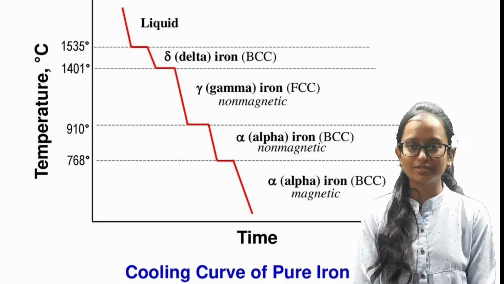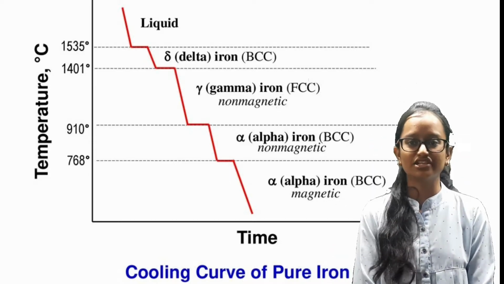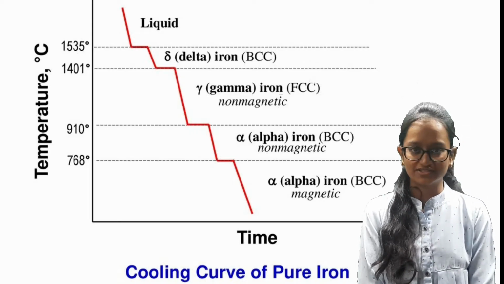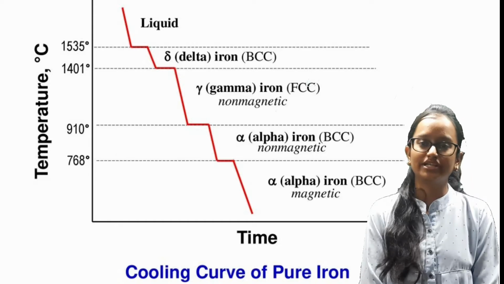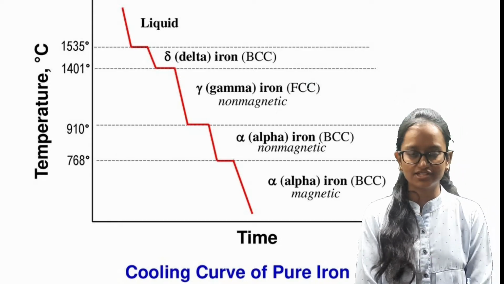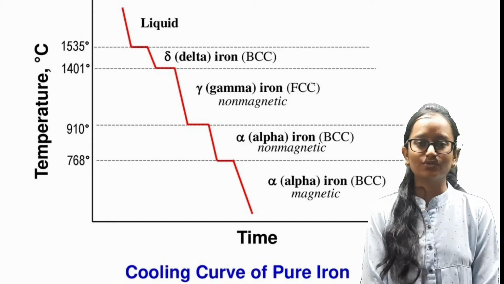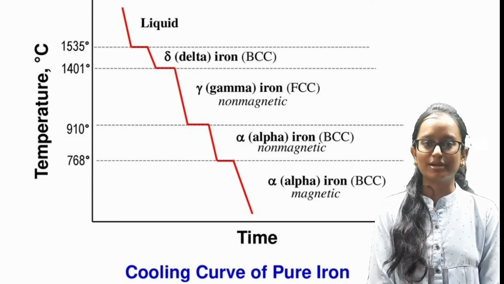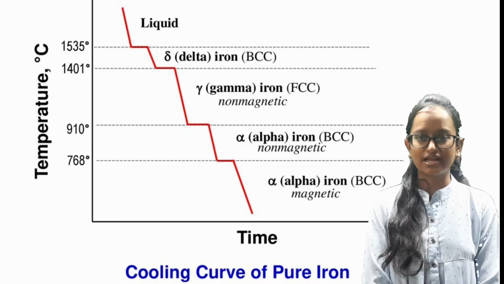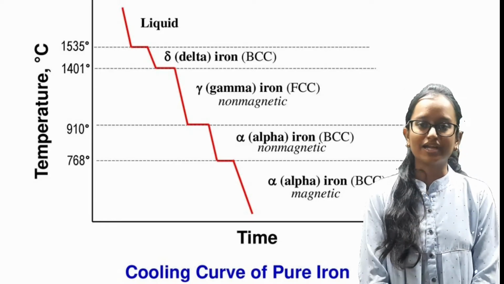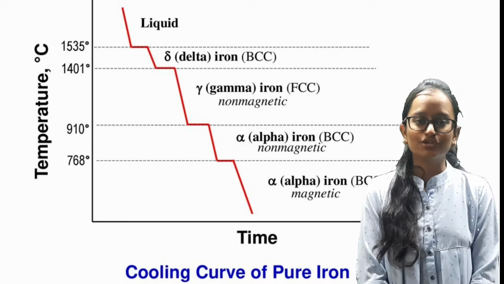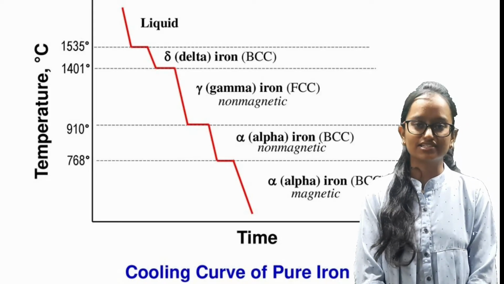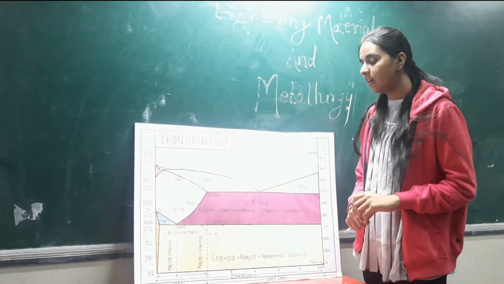At 1401 degrees Celsius, I again change into the BCC structure and transform into the delta ferrite phase. Maximum solubility of carbon in my delta ferrite phase is 0.1% at 1493 degrees Celsius. At 768 degrees Celsius, my magnetic property disappears and I become non-magnetic. My critical temperatures are 1401 degrees Celsius, 910 degrees Celsius and 768 degrees Celsius.